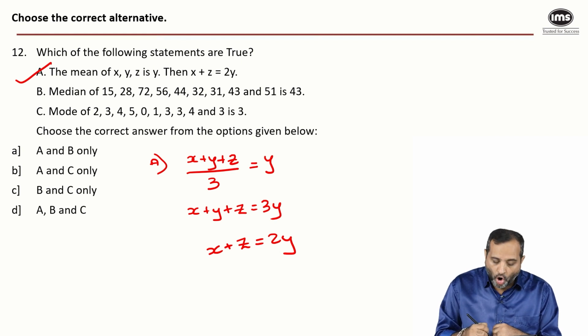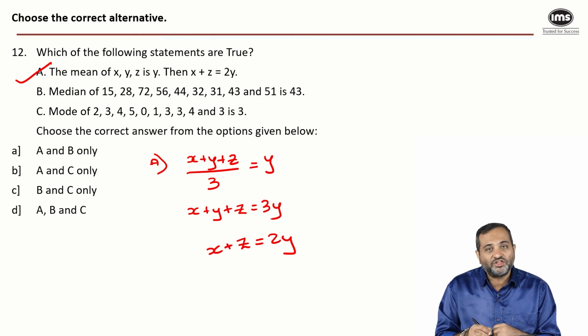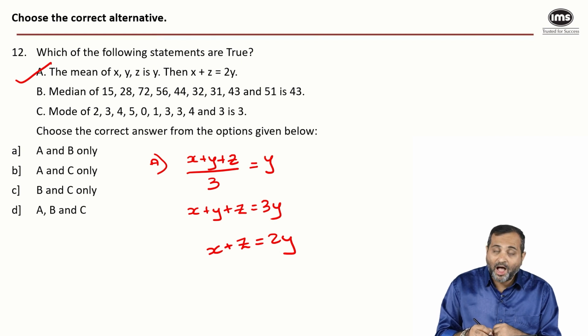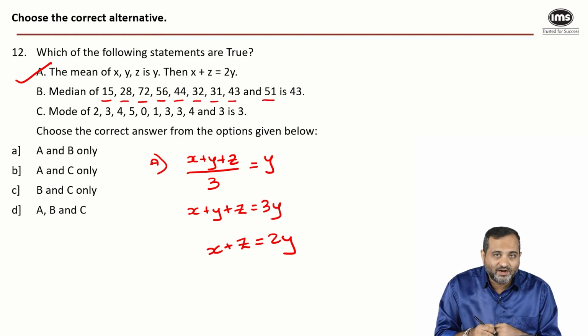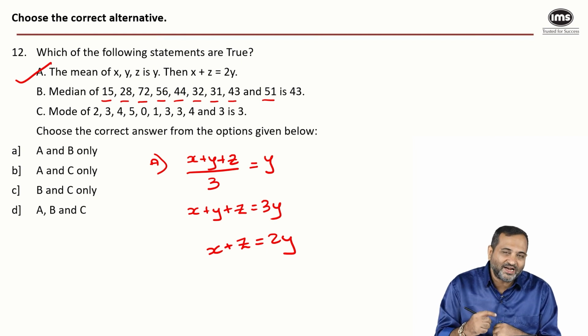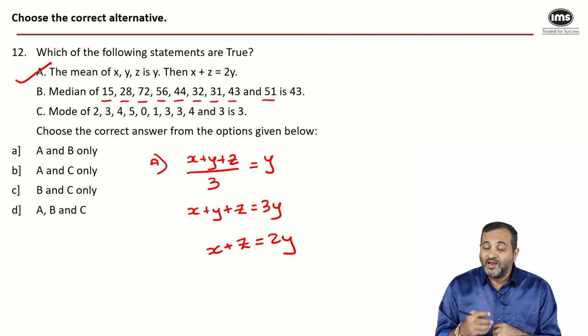The median of the given set of numbers is 43. So now let's check how many numbers are there first. 1, 2, 3, 4, 5, 6, 7, 8, 9 numbers. I have 9 numbers. So can I say my median will be 9 plus 1, 10, 10 by 2, the fifth term. So what I will have to do is arrange my numbers in ascending or descending order. Let's try to arrange the numbers in ascending order.